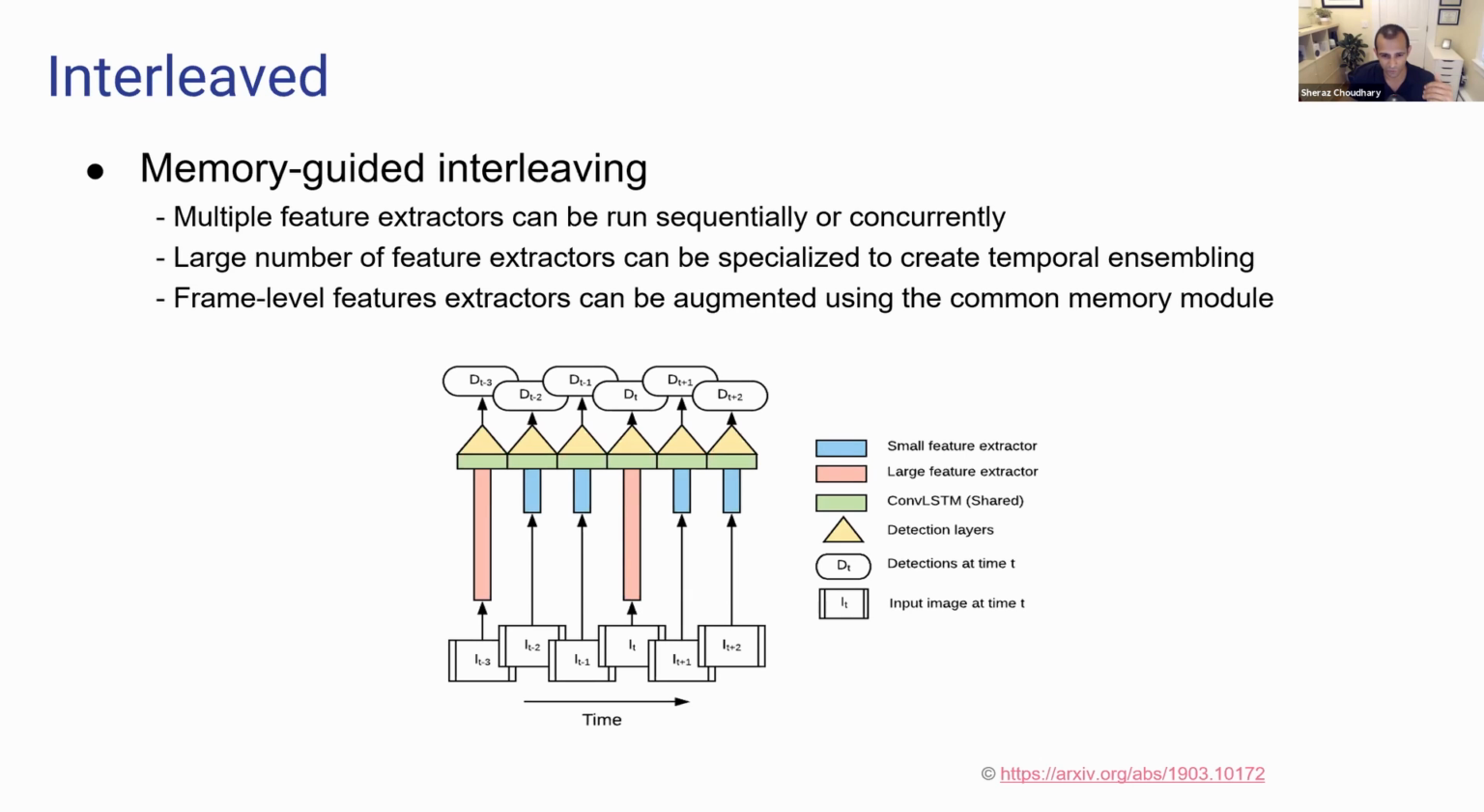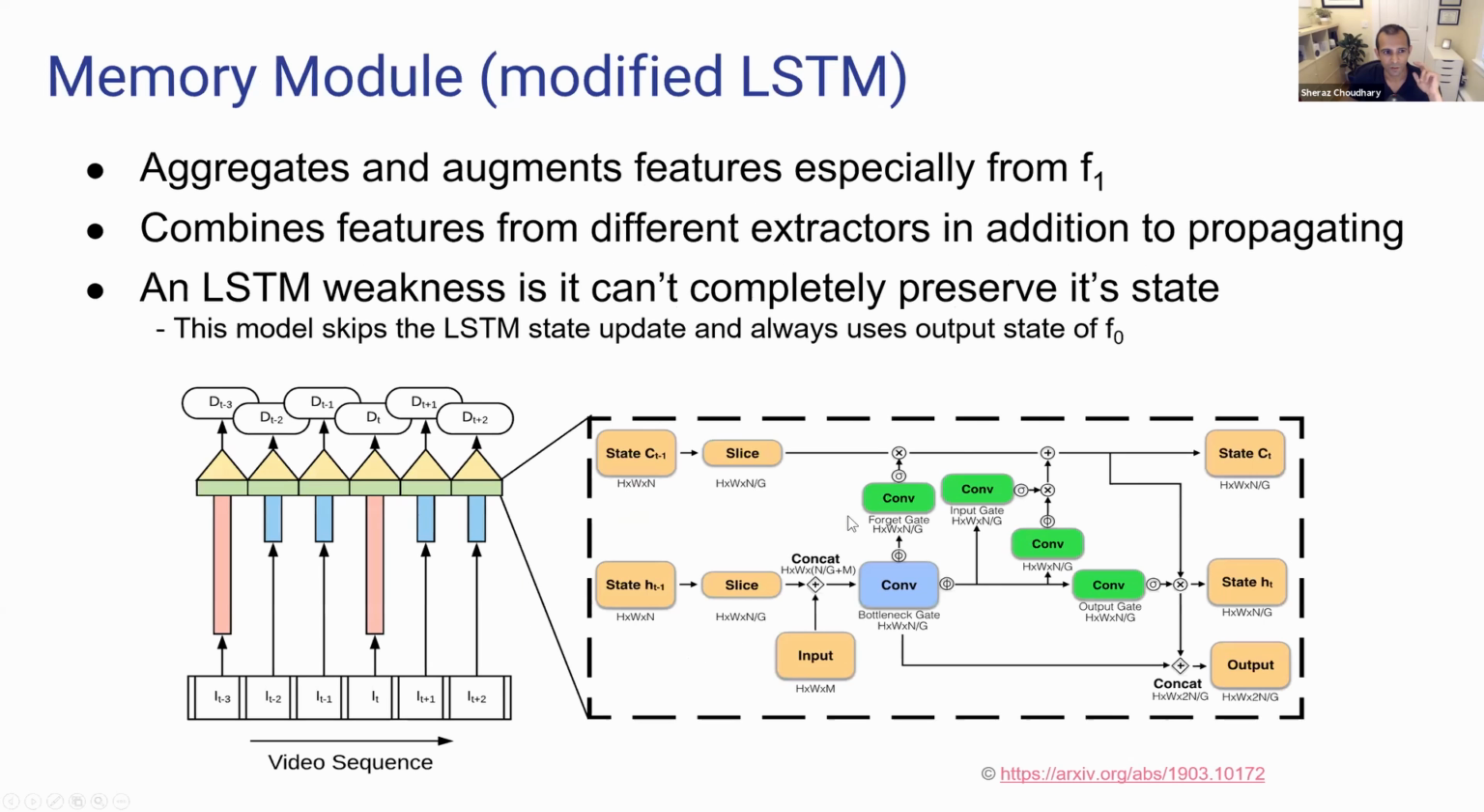The memory-guided interleaving has a number of advantages. Multiple feature extractors can be run sequentially or concurrently. A large number of feature extractors can be specialized for particular areas of expertise, and then they can be combined to create a temporal ensembling effect because each of them are doing something slightly different. Frame level feature extractors can be augmented using the common memory module, which is represented in green in this diagram.